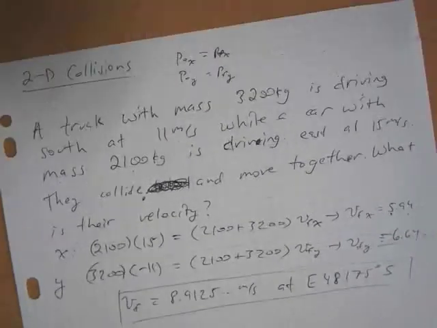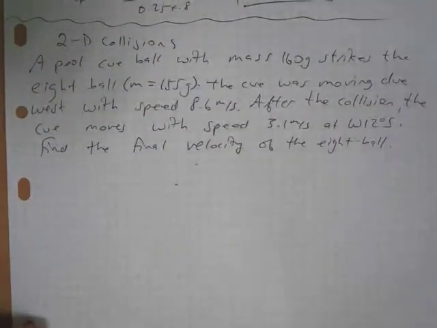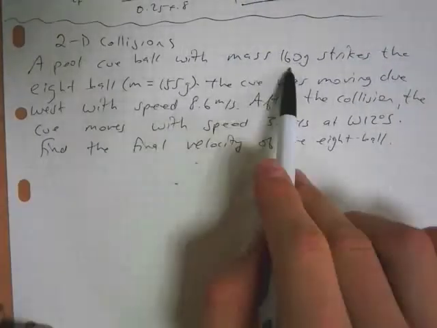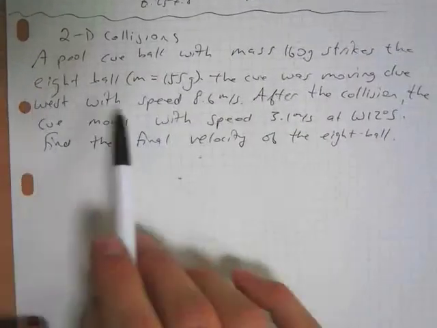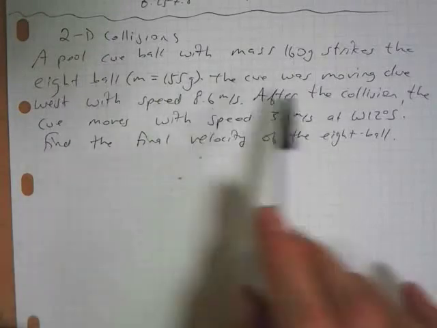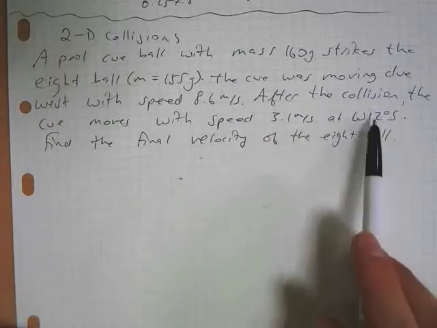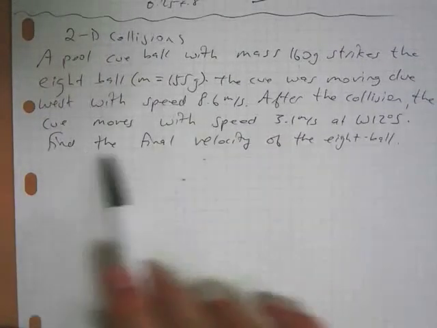Another example of a 2D collision is something like this. This is going to be a little more complicated. You've got a pool cue ball with mass 160 grams, and it's going to strike the 8 ball, which has a mass of 155 grams. The cue is moving due west with speed 8.6. After the collision, the cue moves with speed 3.1 meters per second at west by 12 degrees south. We want to find the final velocity of the 8 ball.